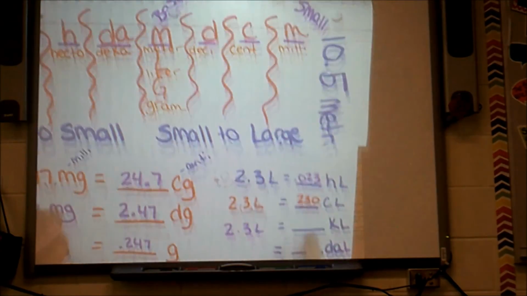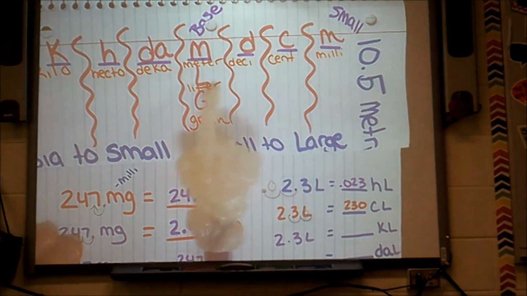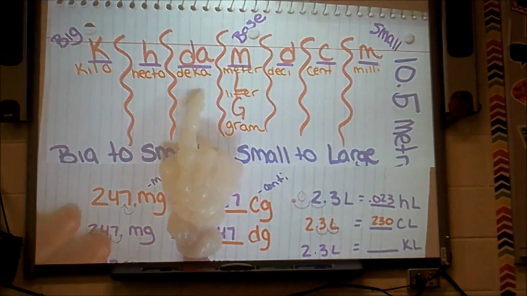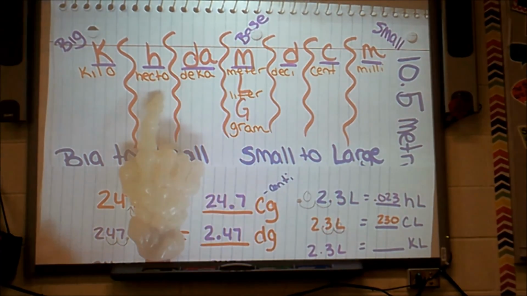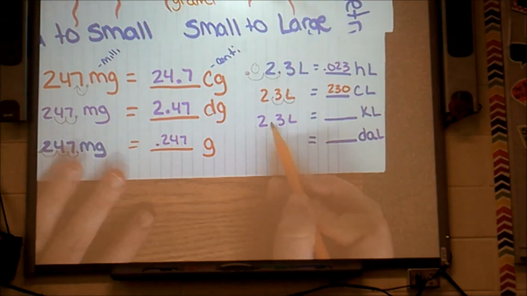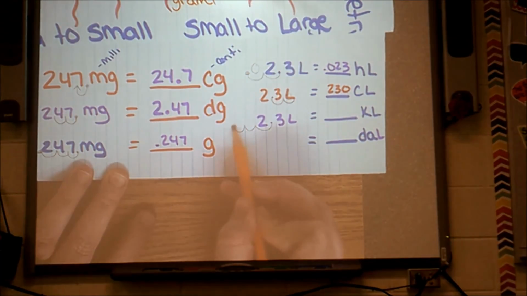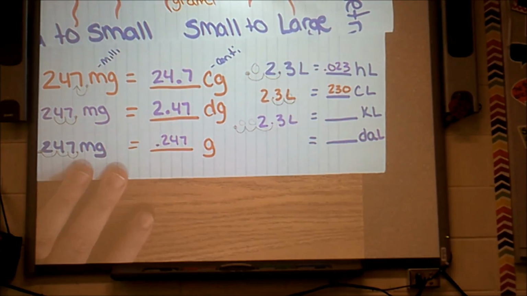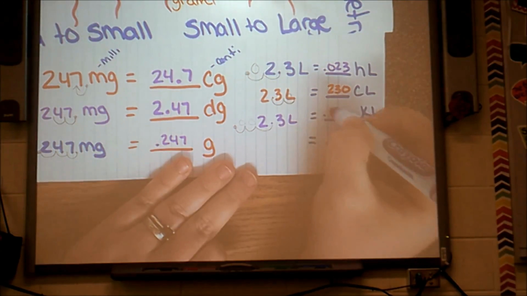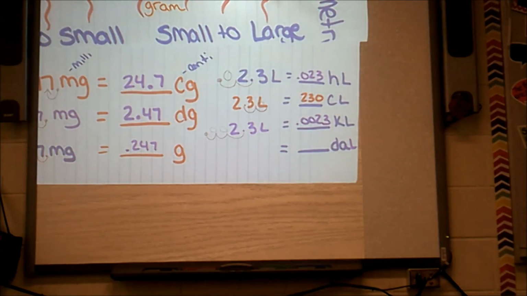And I'm going to move until I get to my kiloliter. So I'm going to bump 1, 2, 3 jumps to the left. Starting at my decimal, 1, 2, 3 bumps to the left. Fill it with zeros. Gives me an answer of 23/10,000 kiloliters.